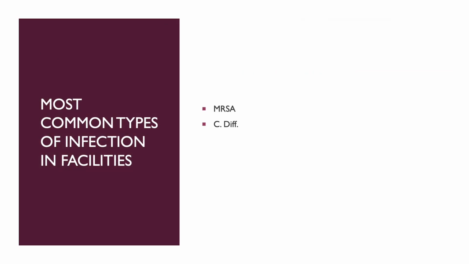The two most common types of infection that you are most likely going to see in any type of facility are MRSA and C. diff. Once again, these are contact precautions, and as a reminder, for contact precautions we wear a gown and gloves.